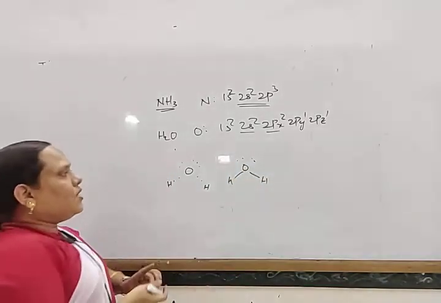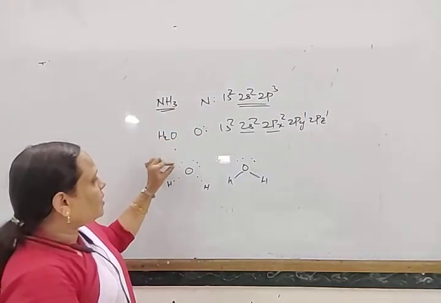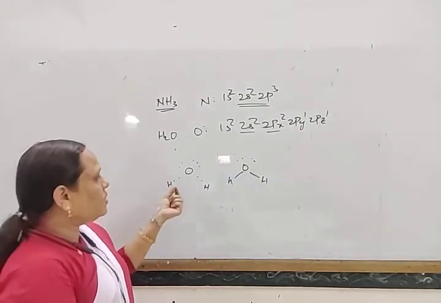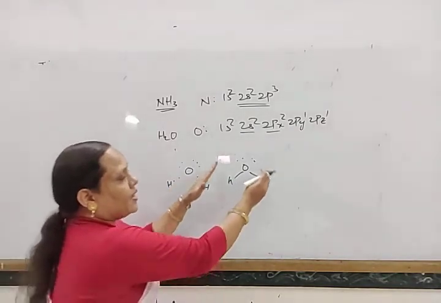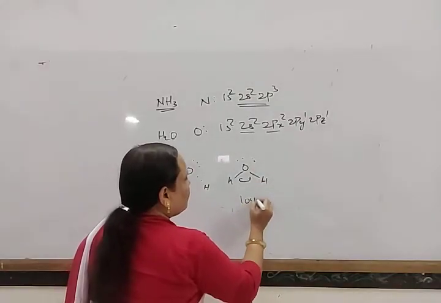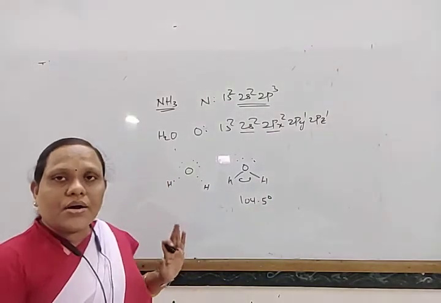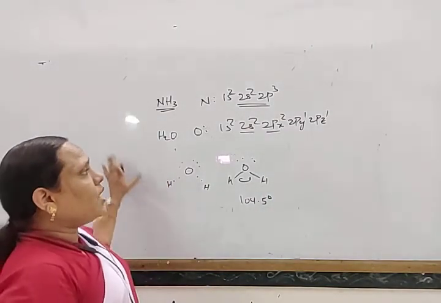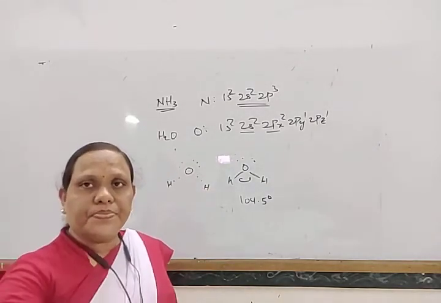And here the lone pair-lone pair repulsion is greater than lone pair-bond pair repulsion, which is greater than bond pair-bond pair repulsion. In this way, the bond angle is again squeezed, and it becomes equal to 104.5 degrees. Okay, so now I think you are clear about how to determine the molecular shape.